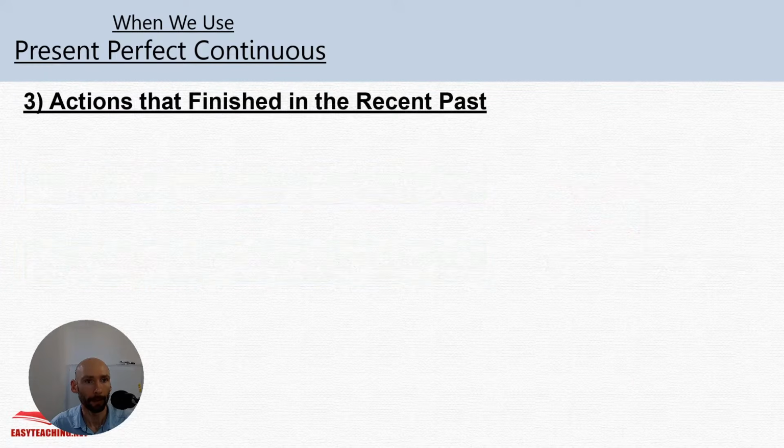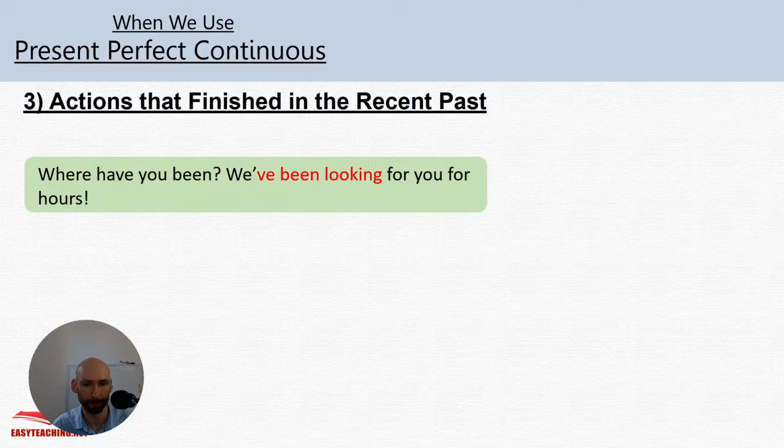Okay, the third time that we use present perfect continuous. This tense can also show us that an action has finished very recently. That is, it's not continuing into the present, but it has continued almost up to the present. Here's an example. Where have you been? We've been looking for you for hours.